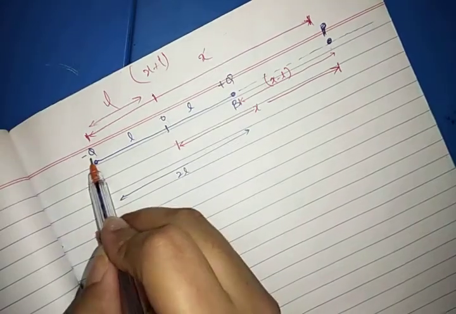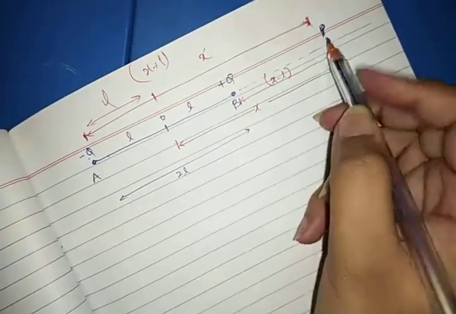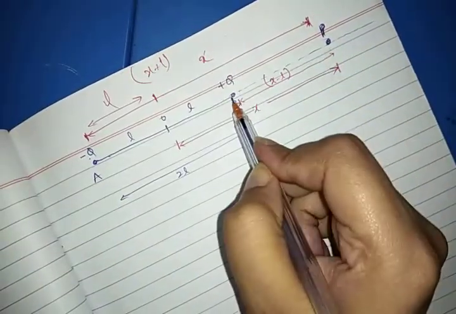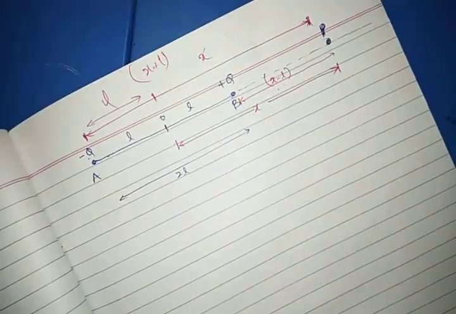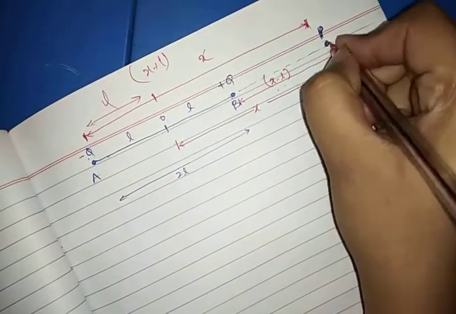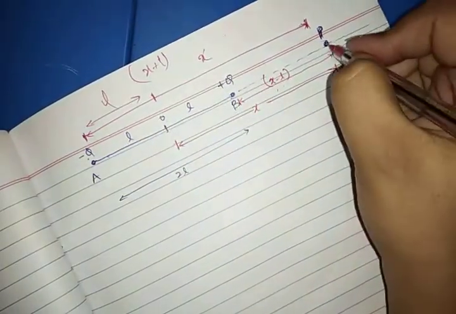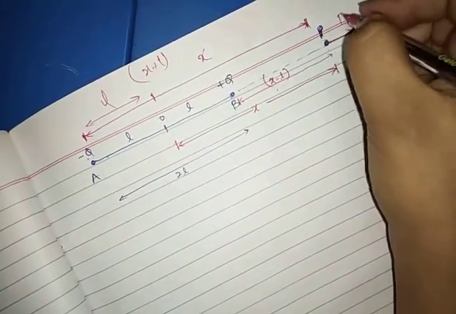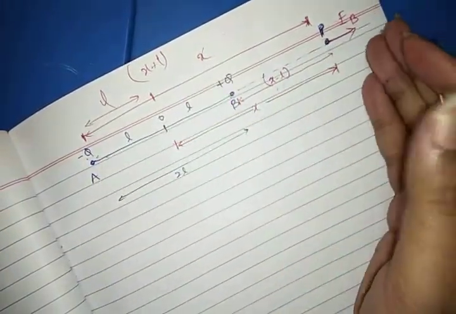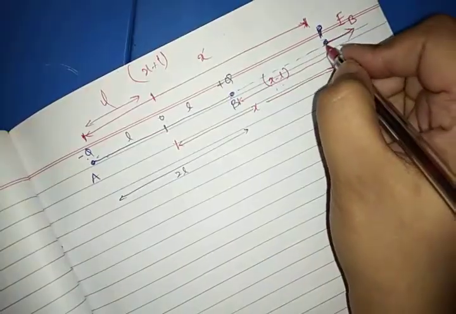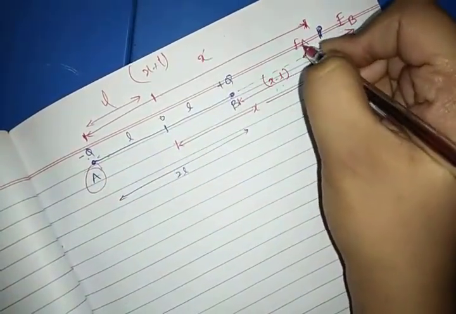So for the minus q, the distance of the point P is x plus L, and for the plus q, the distance for the point P is x minus L. Now you want to calculate the total electric field at point P. Due to this plus q charge, it is away from the charge, so the electric field will be EB in this direction, and for the negative charge, it is towards the negative charge, so due to the point A it will be EA.